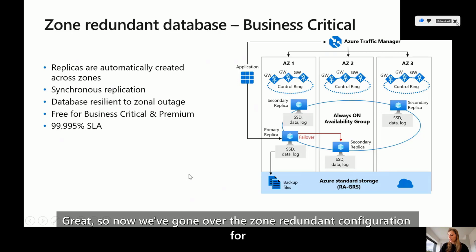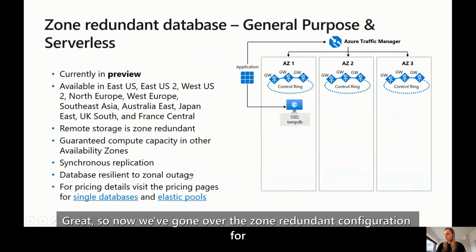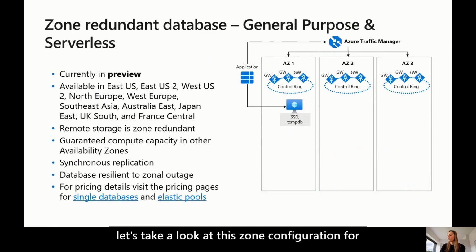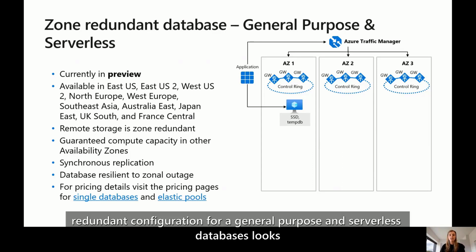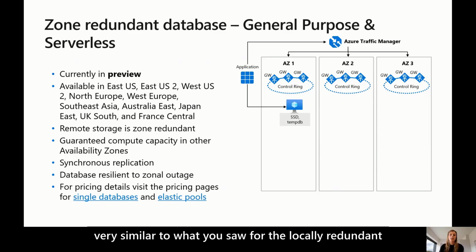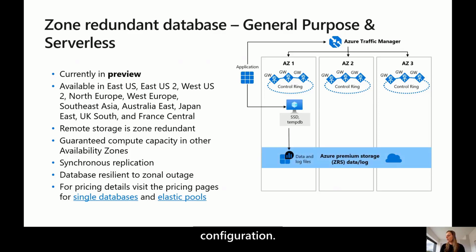Great, so now that we've gone over the zone redundant configuration for the business critical tier, let's take a look at the zone redundant configuration for general purpose and serverless tiers. This is currently in public preview, and it's only in a subset of regions which are provided here in this list for reference. Now what you're going to see is the architecture for this zone redundant configuration for general purpose and serverless databases looks very similar to what you saw for the locally redundant configuration.